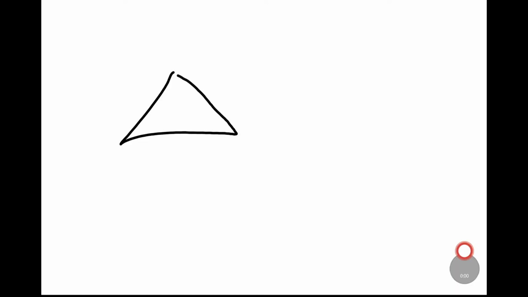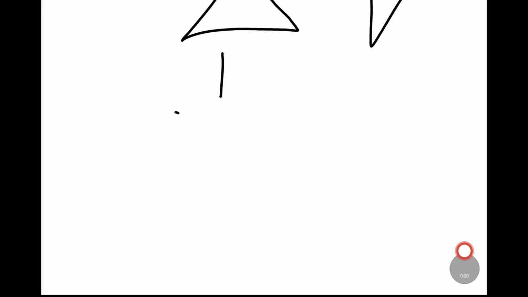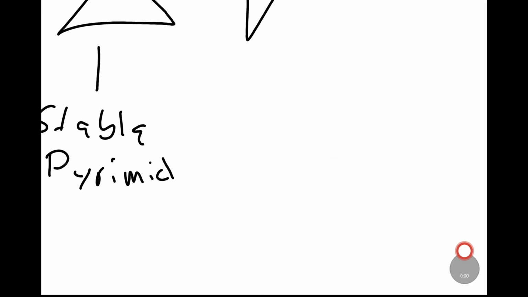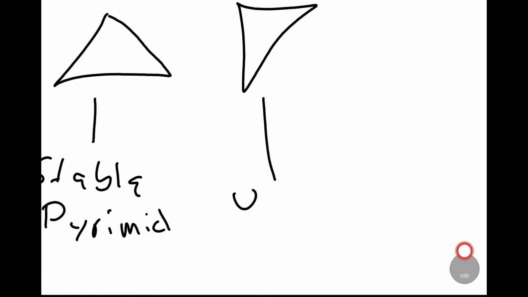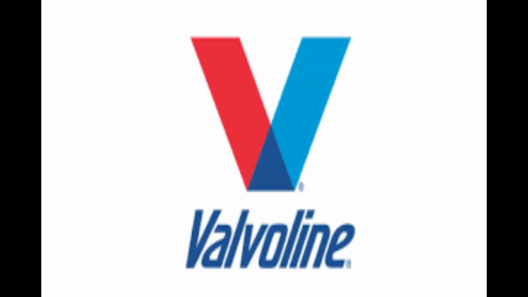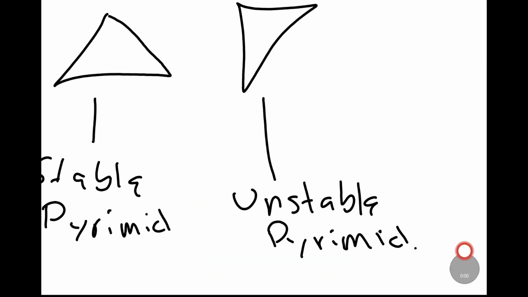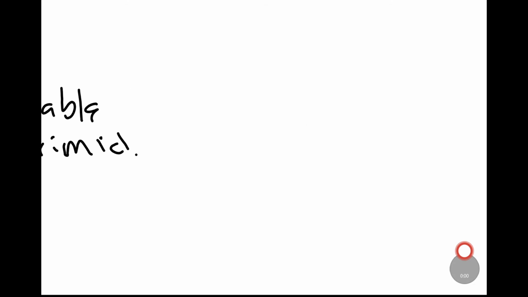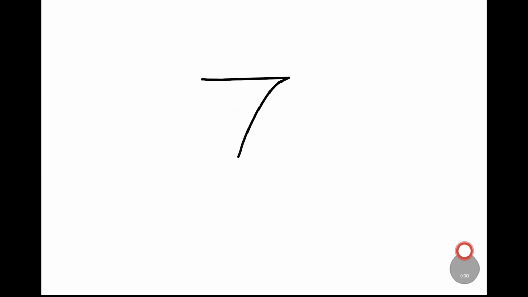So there's two different words. There's a term for this. You have an upwards pyramid and you have a downward pyramid. A right side up pyramid is called a stable pyramid, and an upside down pyramid is called the unstable pyramid. Understand?